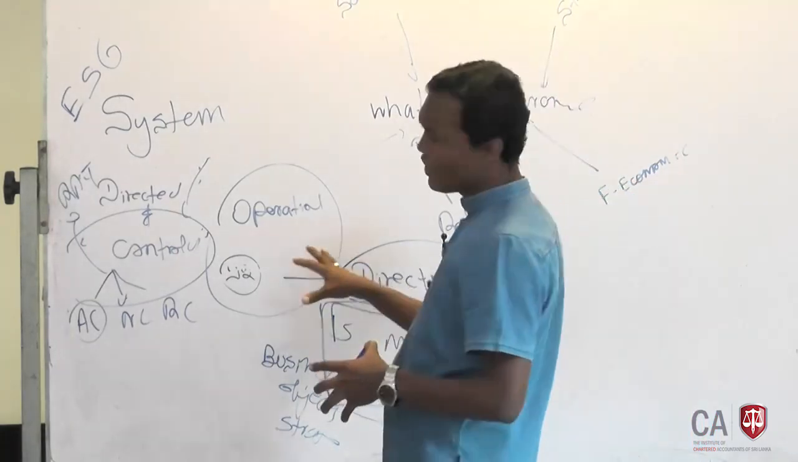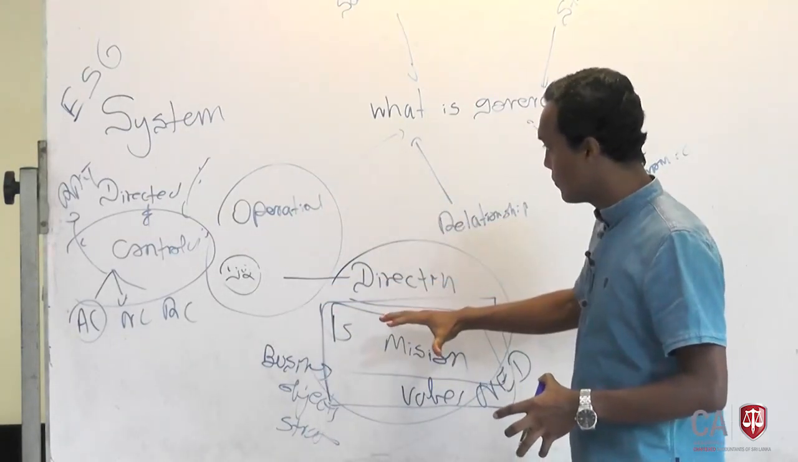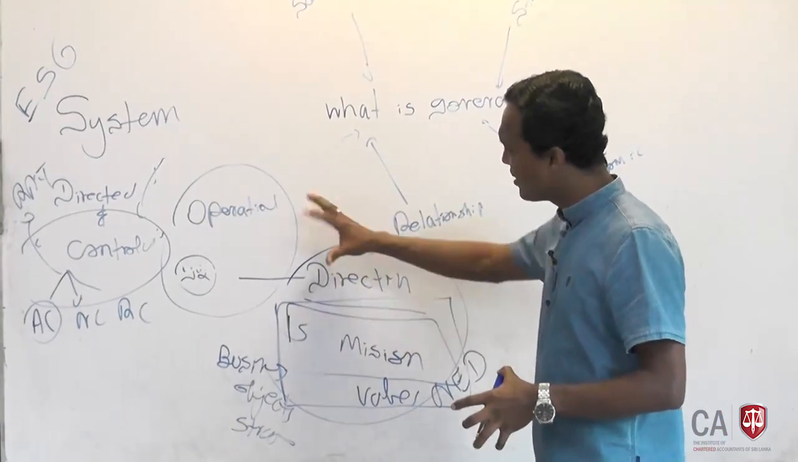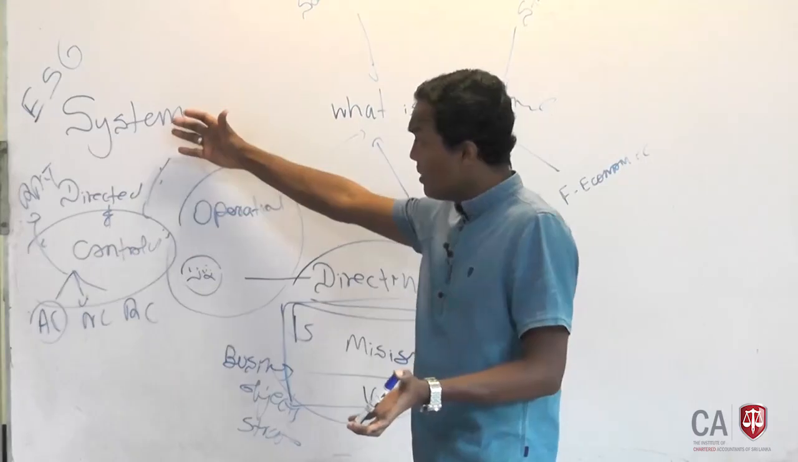What is the point that I explained to you? The operational perspective of corporate governance. That is the definition. Operational perspective means how does it work? Corporate governance is a system, right?